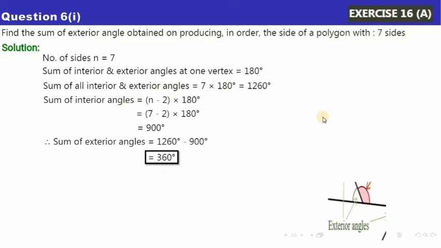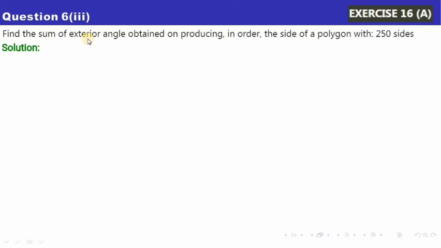Okay, so pause the video and note down your solution. Let's have a look at 6 sub number 3. Again, the question is of the same kind, but this time you have been given the number of sides to be 250.